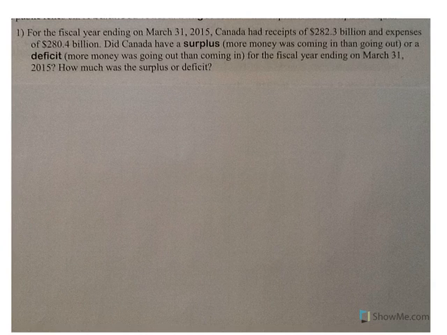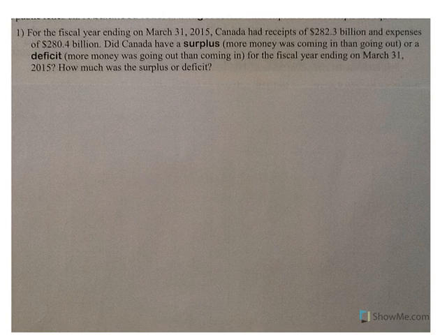We're going to work through applications of per capita and proportions here in this video. Now, for this first problem, we've got a fiscal year ending on March 31st, 2015. Canada had receipts, that's income, of $282.3 billion and expenses, right, money that went out, of $280.4 billion. Did Canada have a surplus or a deficit?